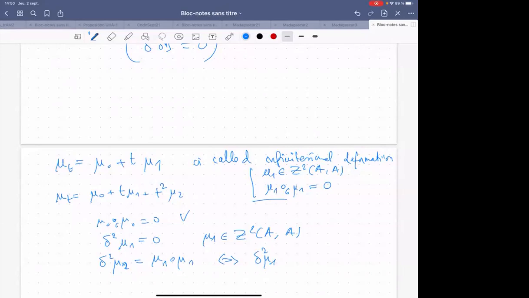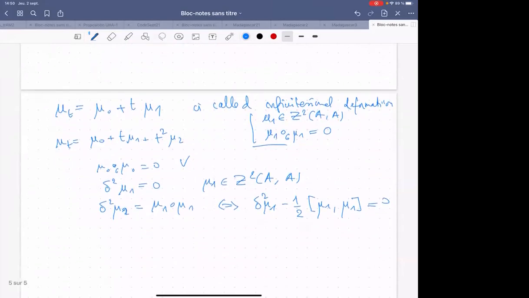And this I can rewrite, and this is equivalent to writing delta 2 of mu 2 as minus 1 over 2 of the Gerstenhaber bracket of mu 1 with mu 1. If I want to write it using this Gerstenhaber bracket, I should say that the Gerstenhaber bracket of mu 1 should be 0, and take half of it, because the Gerstenhaber bracket here is mu 1 composed with mu 1 plus mu 1 composed with mu 1. Take half of it, and it equals 0. In general, this is the general equation of my deformations, and we say that mu 1 is a Maurer-Cartan element. This is the Maurer-Cartan equation.